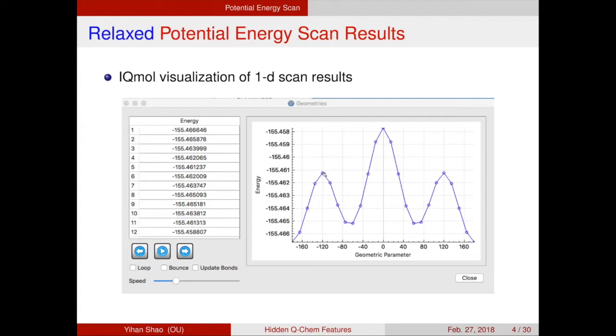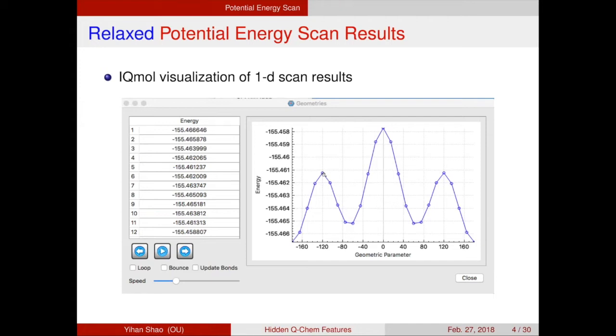So we fix the torsion angle at minus 120 degrees, and we optimize the geometry, and then we get this energy. So this is what we typically call a relaxed planar scan. Namely, for that particular value, we will do a constrained minimization.